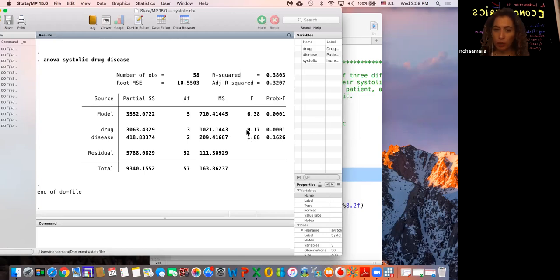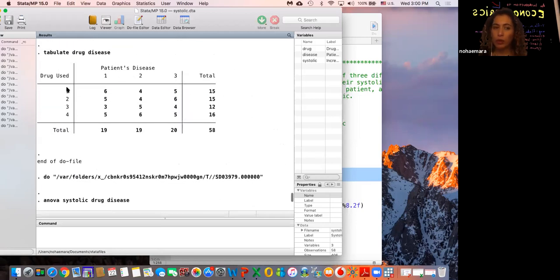Does the variation between groups matter? So you look at this number here, and there is a very small probability that the mean between groups is equal to 0. In other words, you reject the null hypothesis and you accept the alternative that there is a statistical significant variation between the drugs, like between the drugs used, the 4 types of drugs used. So there is a statistical significant variation in the outcome.